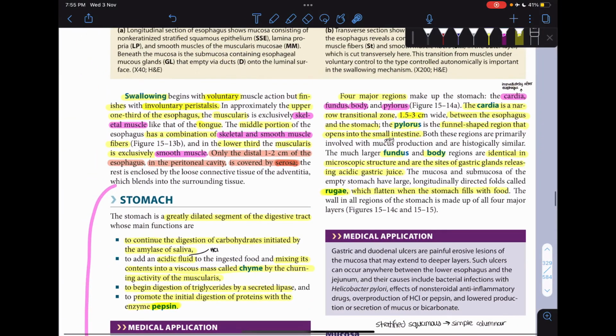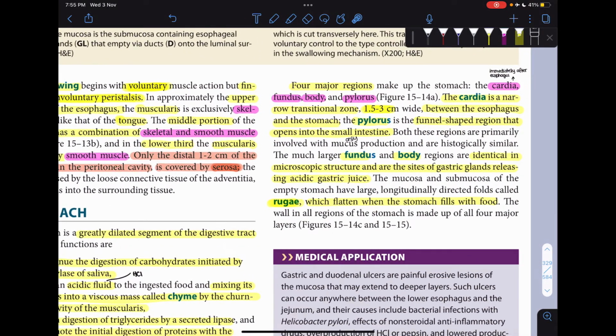Okay, so the cardia of the stomach is a narrow transitional zone. When we say transitional zone, it means a transition from one to the other. So the cardia is a transitional zone between the esophagus and the stomach, and it's a narrow zone about 1.5 to 3 centimeters wide. Then we have the pylorus, and the pylorus is the funnel-shaped region that opens into the small intestine.